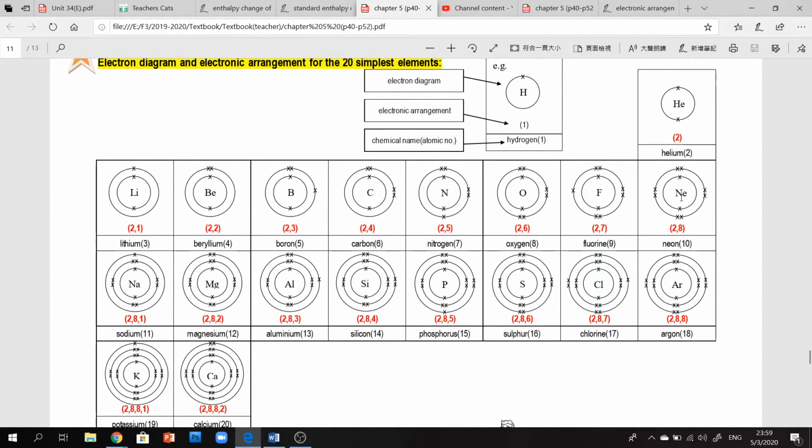So you may see the first 20 elements with their electron diagram and their electronic arrangement, as well as the chemical name, as well as the chemical symbol. Can you see that? From hydrogen to calcium. So what is so special about them? Why does Mr. Chin give you such a diagram? A very strange table. It seems that there is some pattern here. What is the pattern? Can you recognize it?